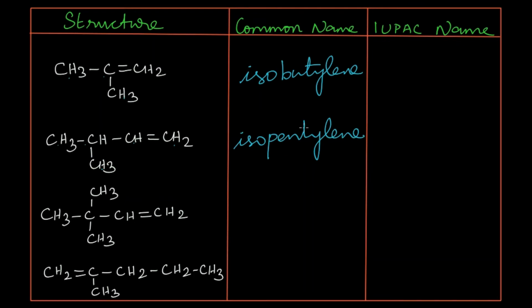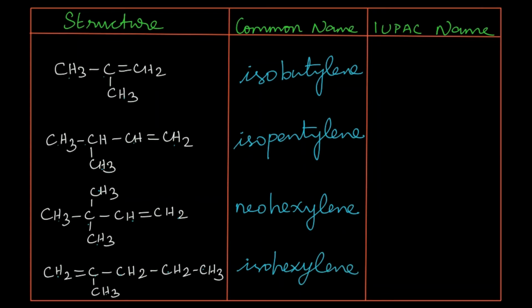Isopentylene. And here 1, 2, 3, 4, 5, 6. Totally 6 carbons, hexylene, and 2 side chains are there. So neo. If there are 2 side chains, neohexylene is the common name for this compound. And for this compound, 1, 2, 3, 4, 5, 6 carbons. So hexylene, one side chain is there. So isohexylene. From this, the common names are over.